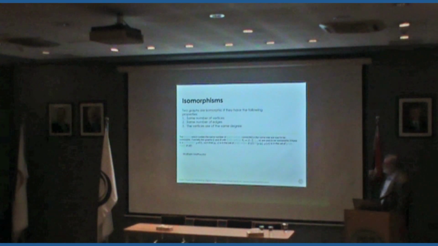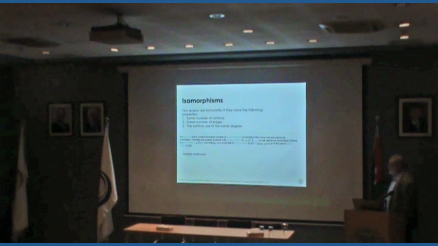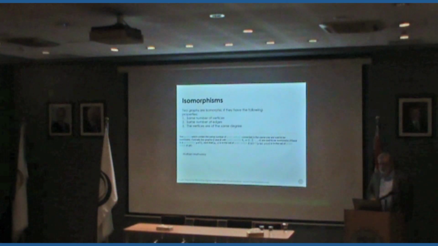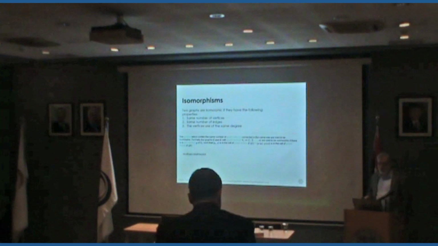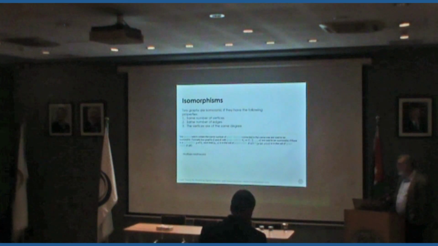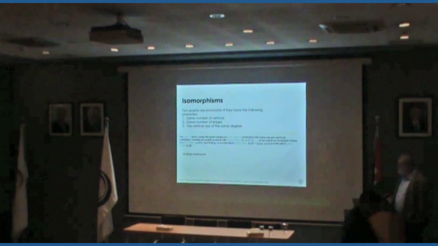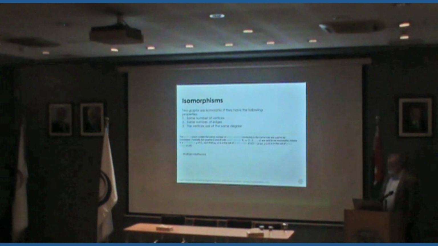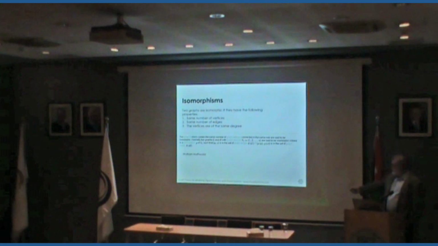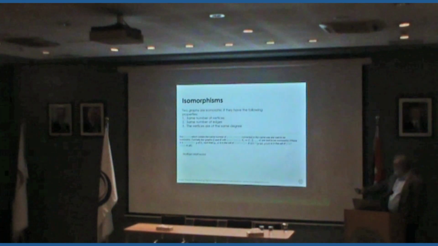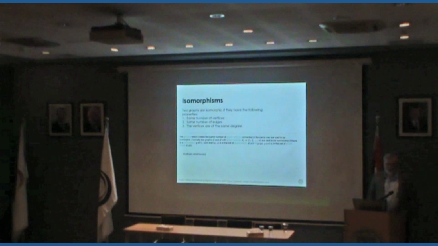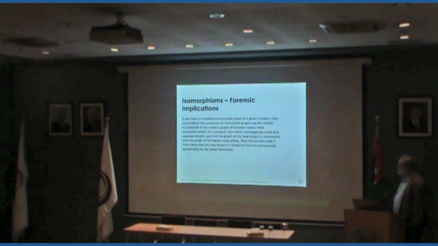Isomorphism, in pure graph theory: if 2 graphs have the same number of vertices, the same number of edges, and the vertices are all of the same degree, then the 2 graphs are said to be isomorphic. Now that's put in plain English. Just to illustrate my earlier point, this is the excerpt from Wolfram MathWorld. Much more difficult to understand, means the same thing.